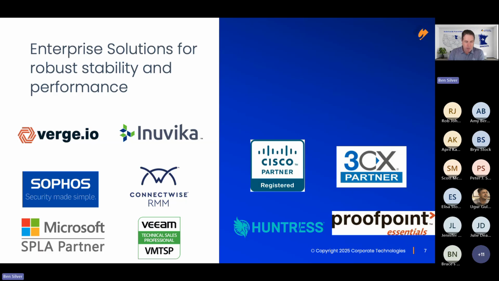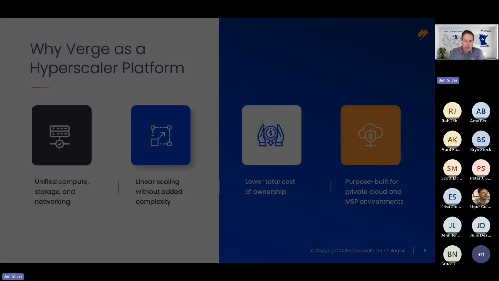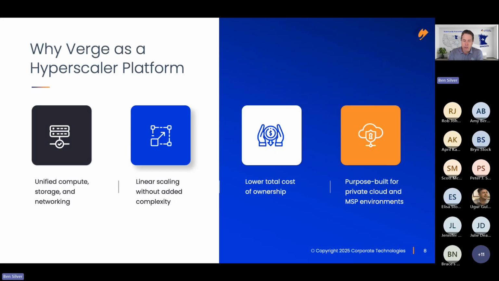Something a little new on here that most people probably have not heard of is Verge.io. Verge.io is the hyperscaler platform that we're using. It's an alternative to VMware or to Citrix or to some of the other hyperscalers that are out there. We're using Verge as our hyperscaler platform because it provides better management and it's a unified solution for compute, storage, and networking. We're able to distribute workloads across our infrastructure to ensure that we are operationally efficient, but also operationally redundant for our customers and provide better uptime and reliability.